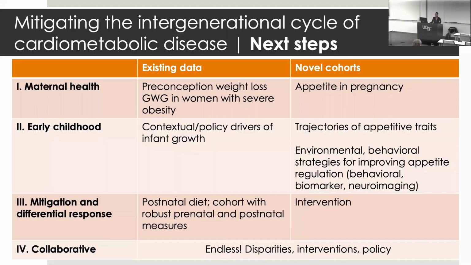Okay, so I want to leave a lot of time for questions. So this just provides a longer term view of where I'd like to go. So here are the four domains that I covered, in rows. There's a lot of work that could be done with existing data, which is mainly what I have focused on. There's also a lot of work that could be done with novel cohorts.